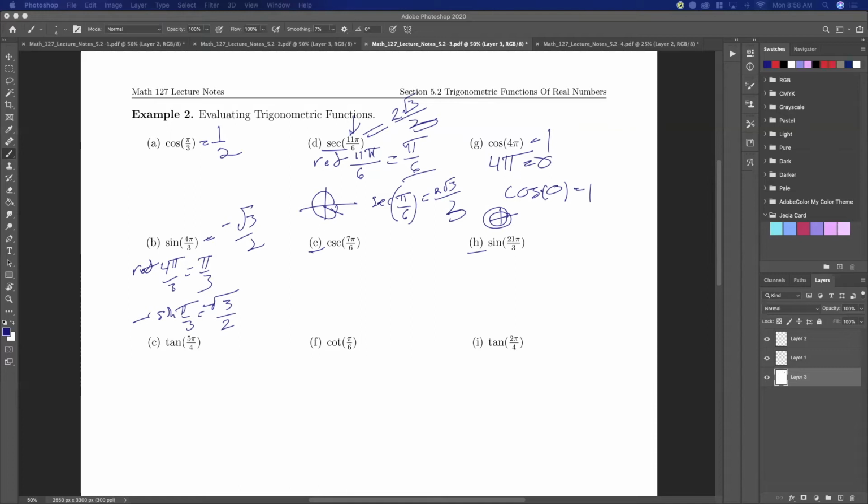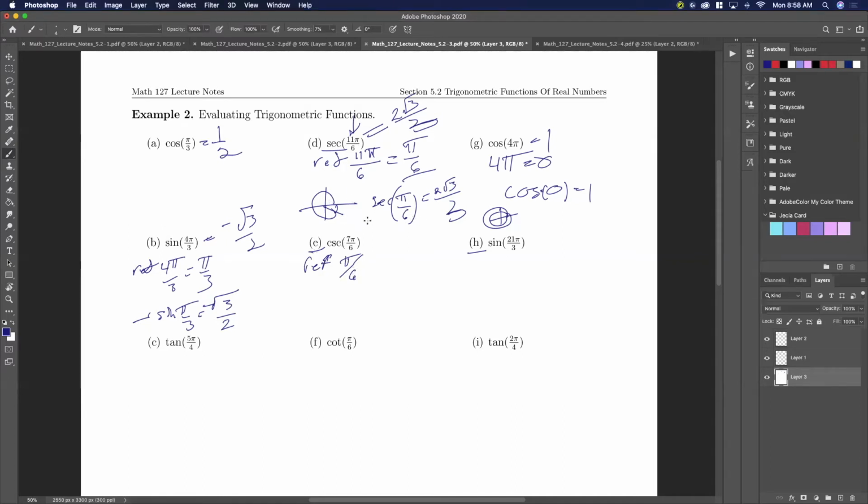All right, so go ahead and post your answers, what you got for E, your reference angle, and then the answer. All right, so the reference angle, everyone's getting pi over 6. Which is correct, yeah. So here the reference angle is pi over 6.